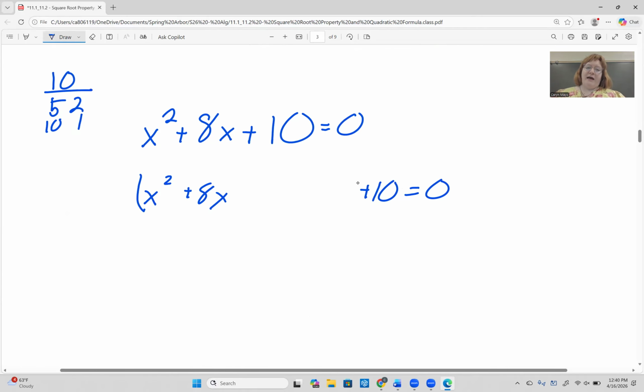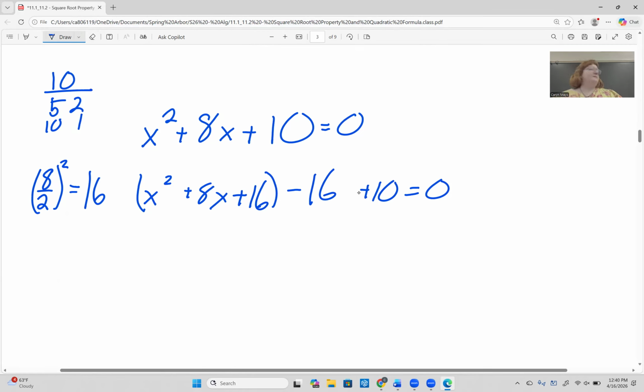All right. So now with x squared plus 8x, what would I do to complete the square? 8 divided by 2. And then what do I do with my 8 divided by 2? Square it. 8 divided by 2 is 4, 4 squared is 16. Okay, so what do I do with that 16? I add the 16, and then I'm going to move the parenthesis because it's not really doing much. I subtract the 16.